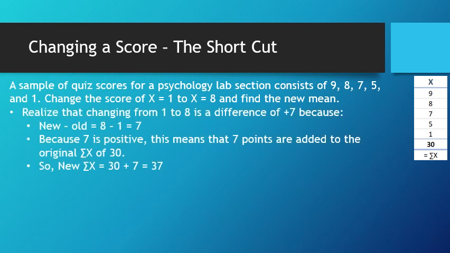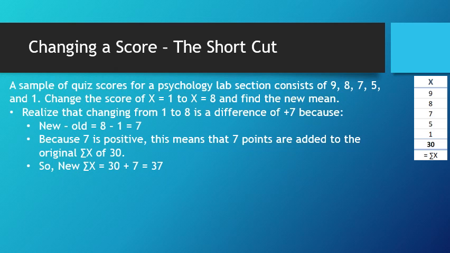So now, for the new shortcut, we have to realize that changing from a score of 1 to a score of 8 is a difference of plus 7. And the way we find this is we say new minus old. The new score is 8, the old one was 1. That's a difference of 7.